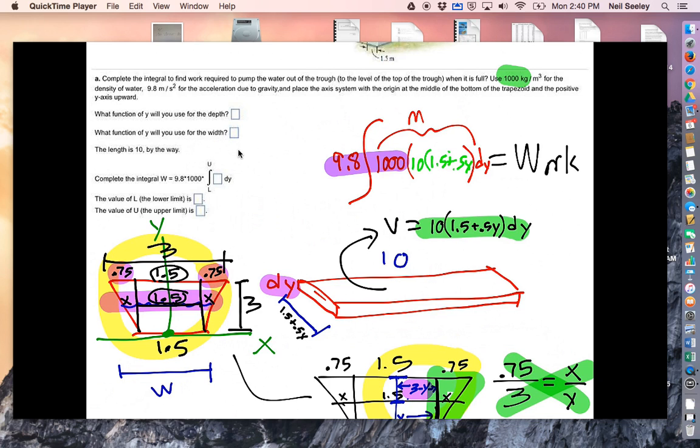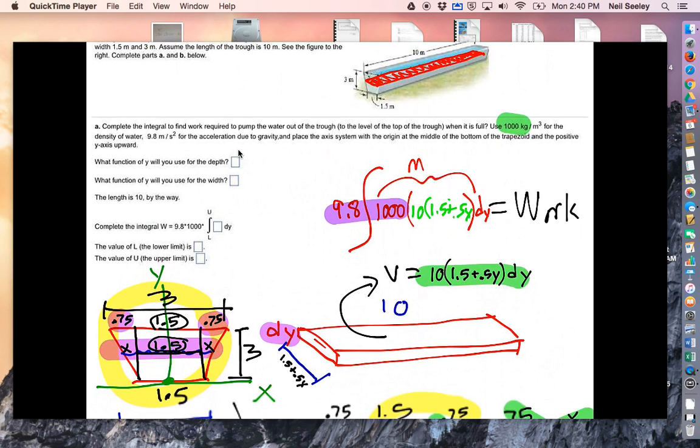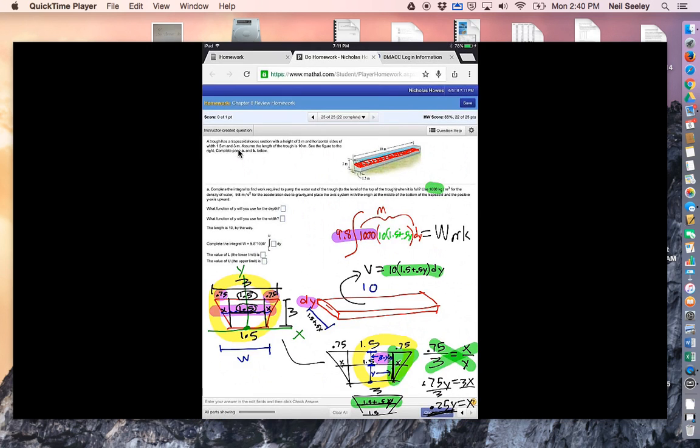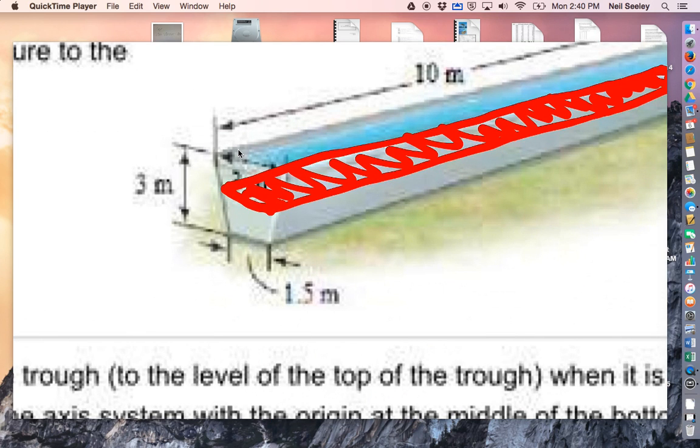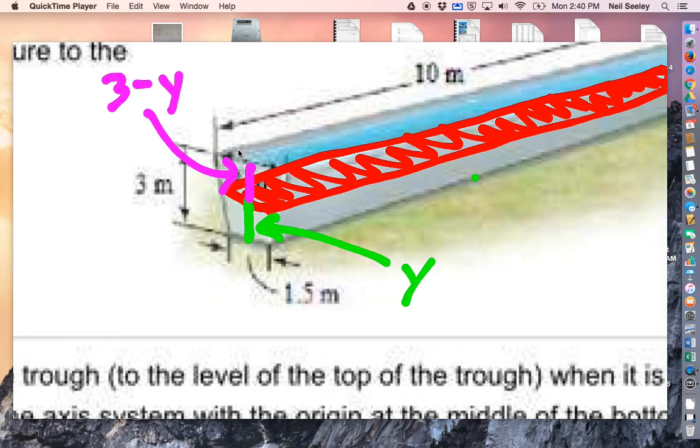And if you can remember what the whole context was, let's go back to the original one. If I can zoom in just enough, maybe go green a little bit here. This right here, that's y, that little green thing that I put in there, so I'm going to draw an arrow over there and say y. And then the distance above that, I'm going to go pink. This is 3 minus y. Okay, that's our depth piece right there.